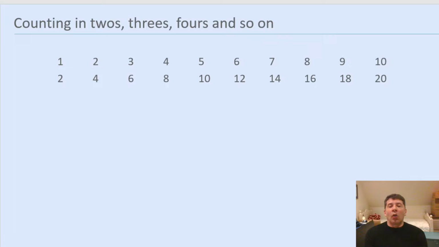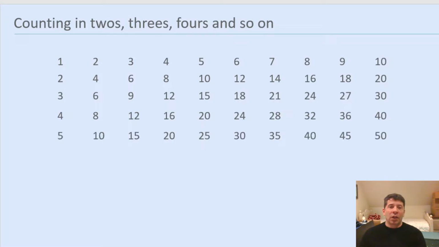These numbers are all the multiples of 2. They're the even numbers. So they're all the numbers we get when we times 2 by another number. So for example, 14 is 2 times 7. We can also count in threes, which will give us all the multiples of 3. 3, 6, 9, 12, 15, 18, 21, 24, 27, 30.